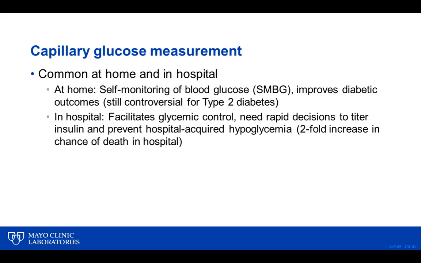In the hospital, most of us use glucose meters for glucose assessment. It facilitates glycemic control, measuring glucose frequently for either diabetic patients or patients at risk of hypo or hyperglycemia due to their illness. And so we do this often in the hospital.